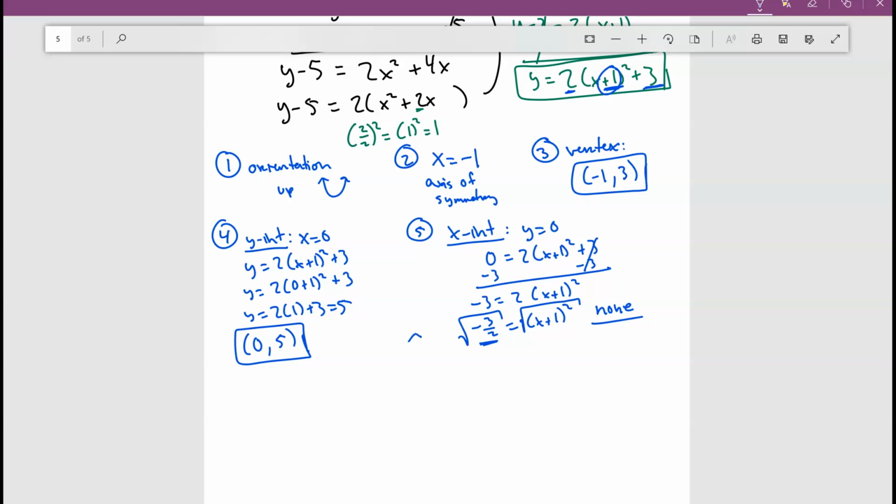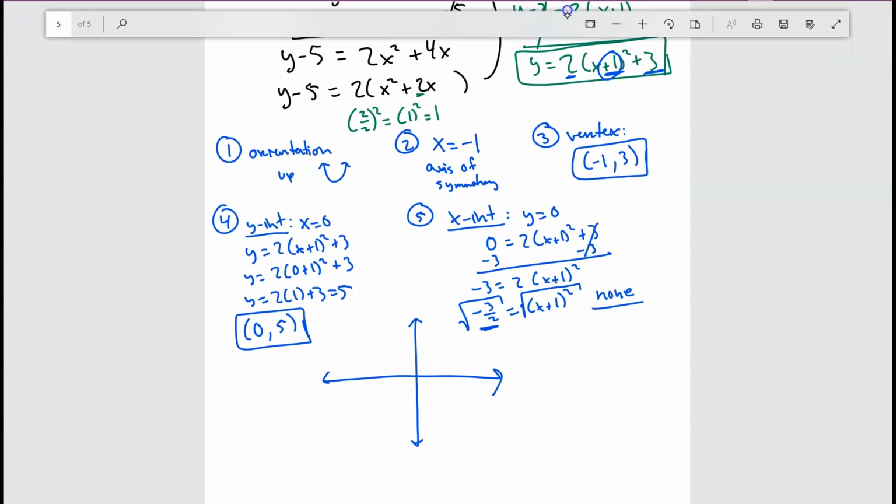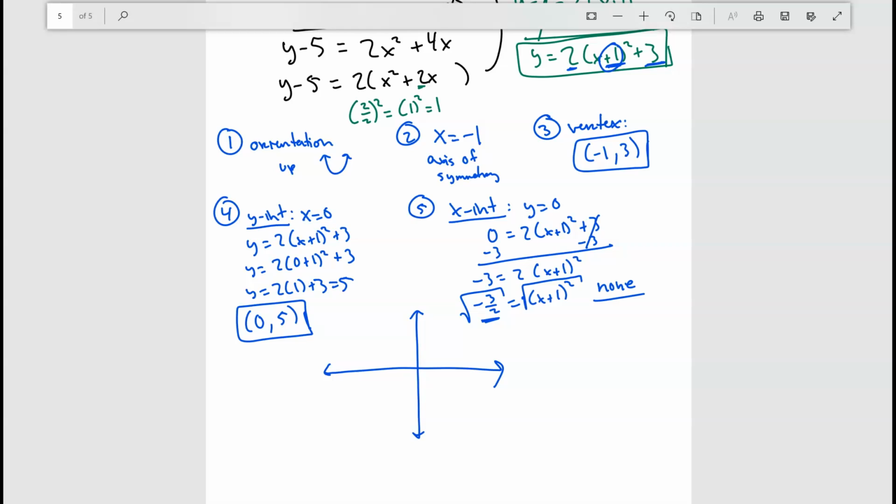So what is this going to look like? Here I have my parabola. Let me move this a little bit down. I'm going to have my vertex at negative 1 and then 3. 1, 2, 3. Negative 1 and 3. My axis of symmetry is going to be there. Orientation is going to go up. Y-intercept is going to be 0, 5. So here's 5. Okay, no x-intercepts and just pointing up. Just going this way.